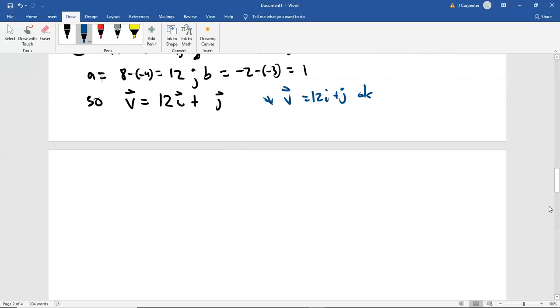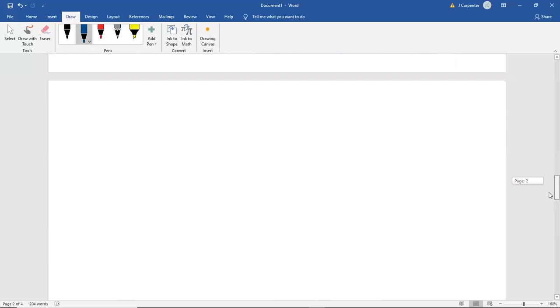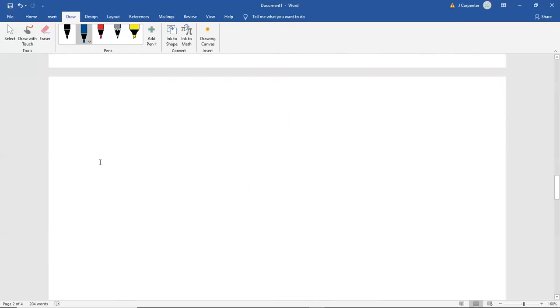I did call this 7.6, right? Nothing with 8. I did, good. I think I mentioned earlier, this section has changed numbers quite a lot.